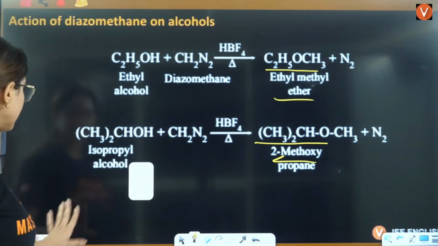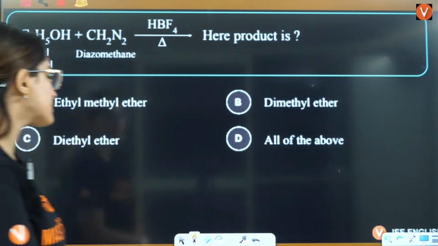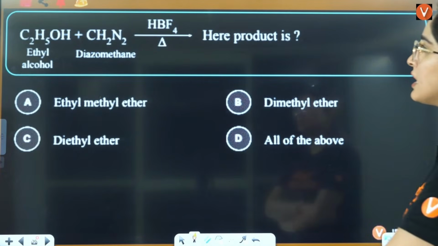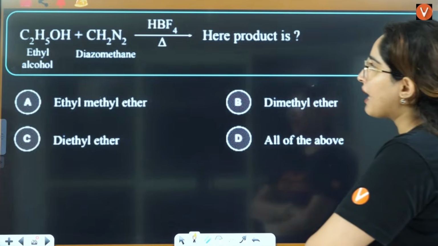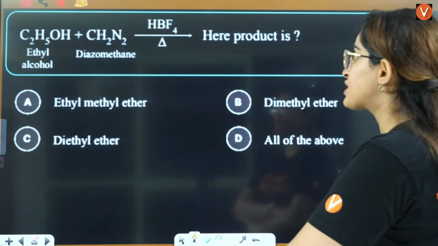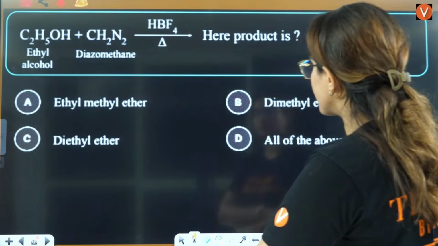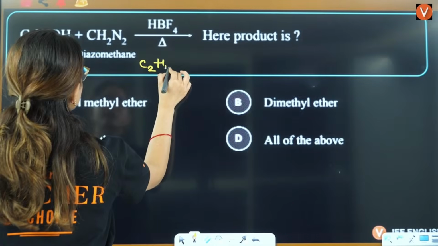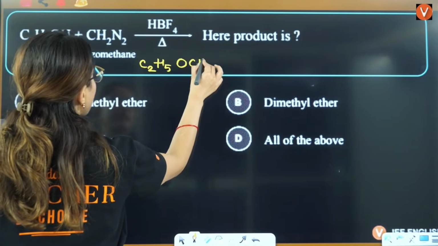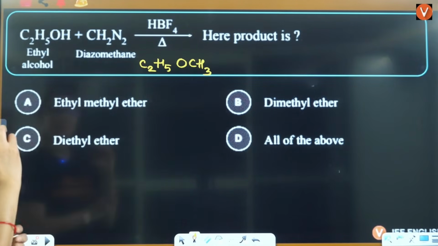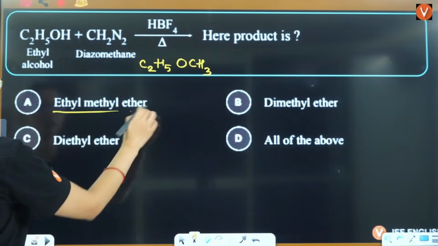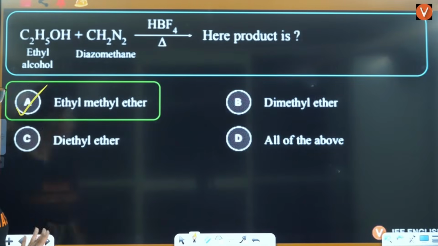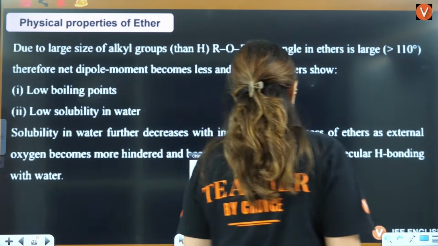Okay, everybody? Clear? Now let's see this question. Who will answer me? You have C2H5OH, CH2N2, HBF4, and they are asking what the product is here. So the answer is going to be C2H5OCH3. That is methyl ethyl ether. So A is the correct answer here. Right, everyone? Okay.